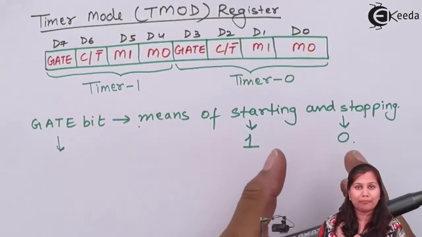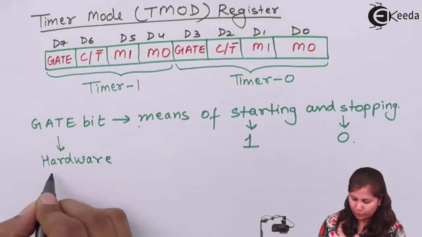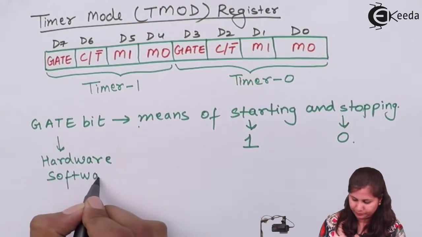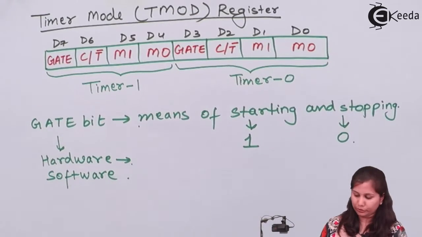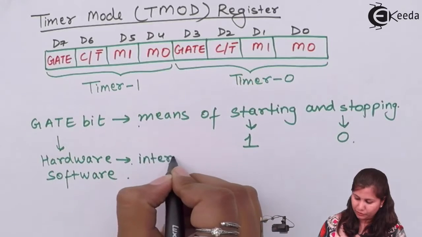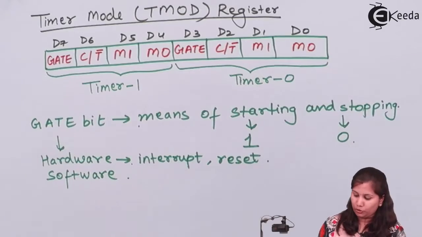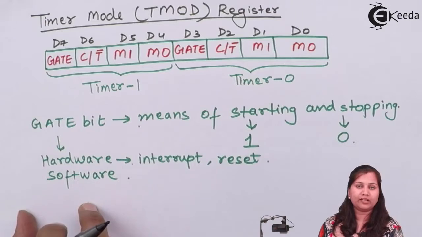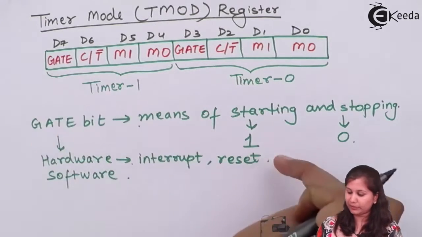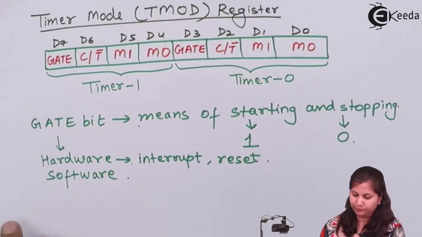Now this starting and stopping of the counters can be done by hardware means and also by software means. Hardware means we can give an interrupt to it, or we can reset the microcontroller. So if we are resetting the timers or counters, they will be stopped. And software means that we can write the instructions. We can set this bit 1 or 0. So to start and stop, software methods are also there and hardware methods are also there.